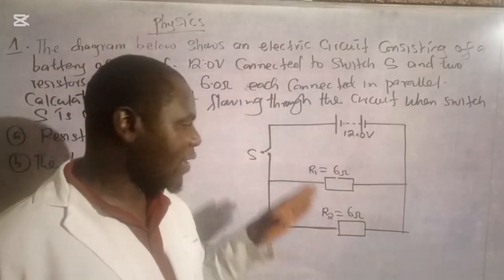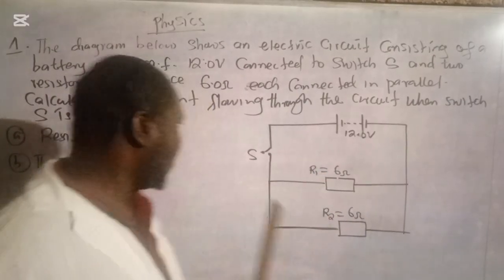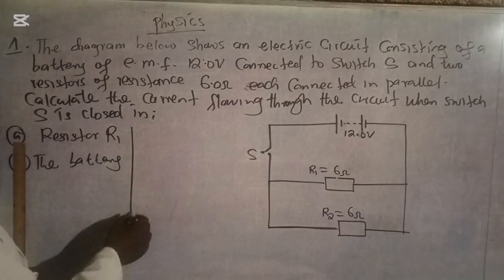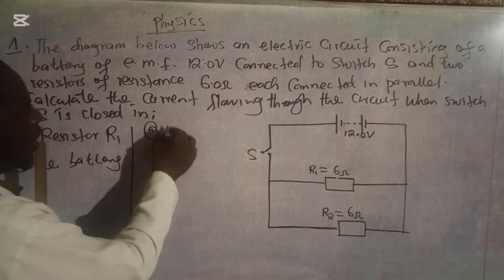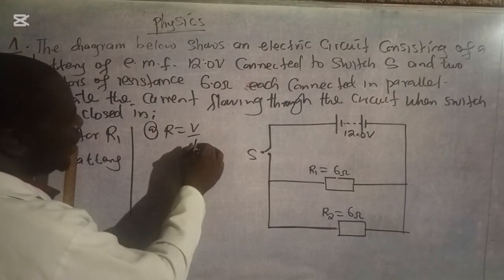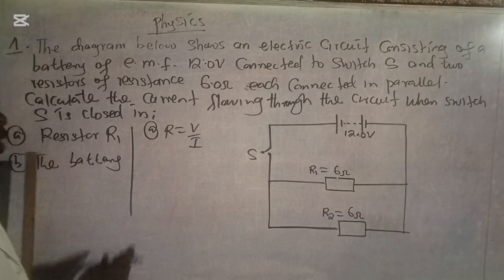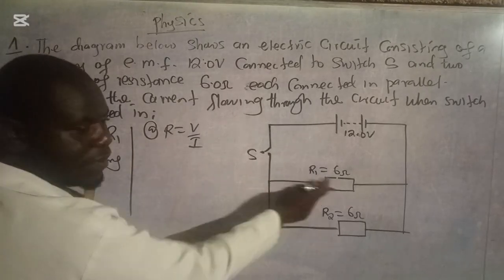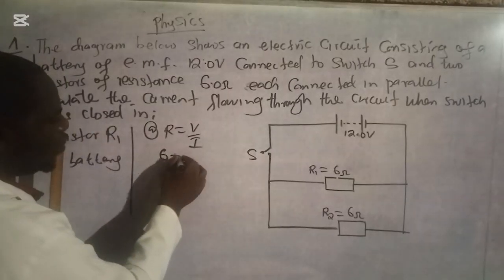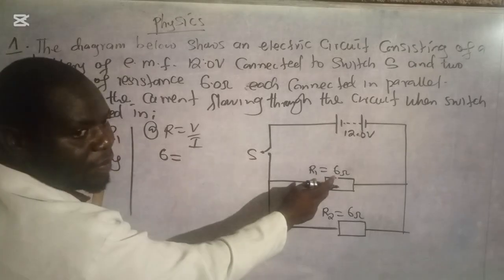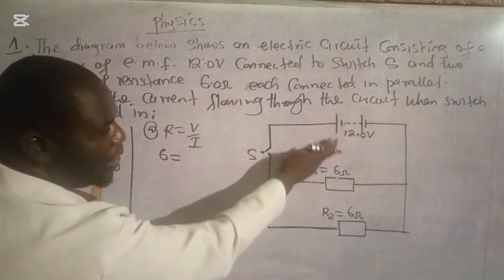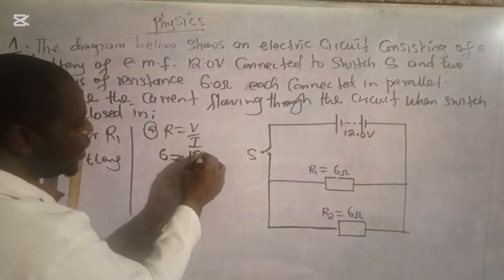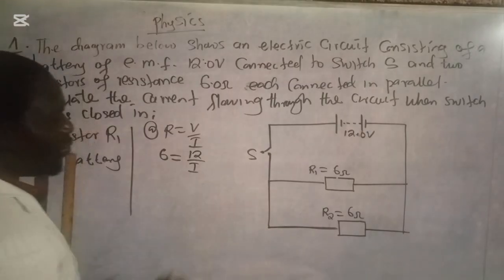So for us to find the current passing through here, we can use the formula. For question A, we use the formula R is equal to voltage over current. Our resistor is what? 6. So 6 is equal to, what's our voltage here? 12. The voltage will be 12 because it's in parallel. So I have 12 volts over current, which is I.